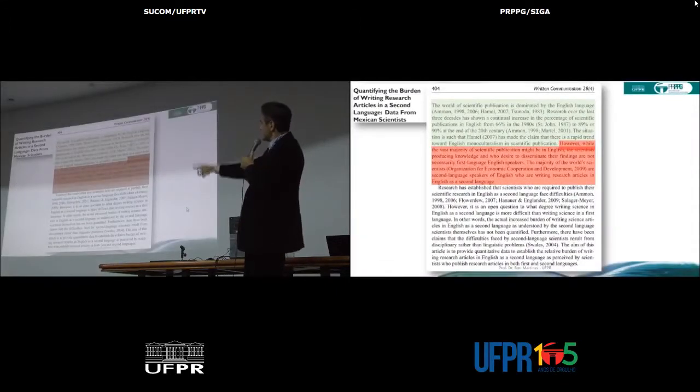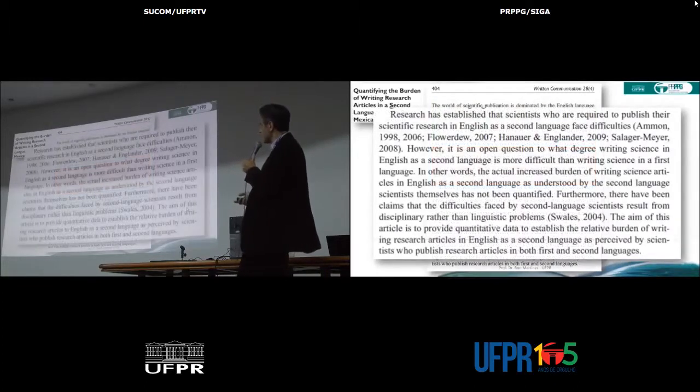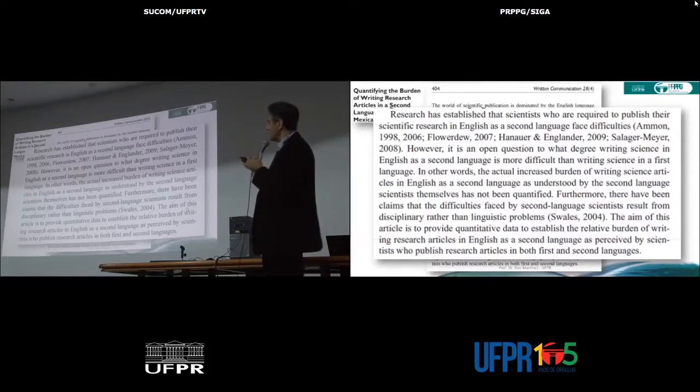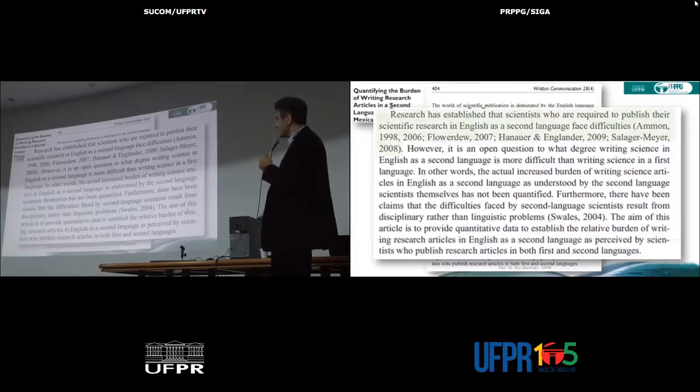So, to look at the big scheme of things, the green part is the situation, the red part is the problem with that situation. Then, focusing in on the second part, research has established that scientists who are required to publish their scientific research in English as a second language face difficulties. This is their claim. This is their assertion. And then we come to the second however, and that's where, under Swales's scheme, you have move two, the territory, the niche.